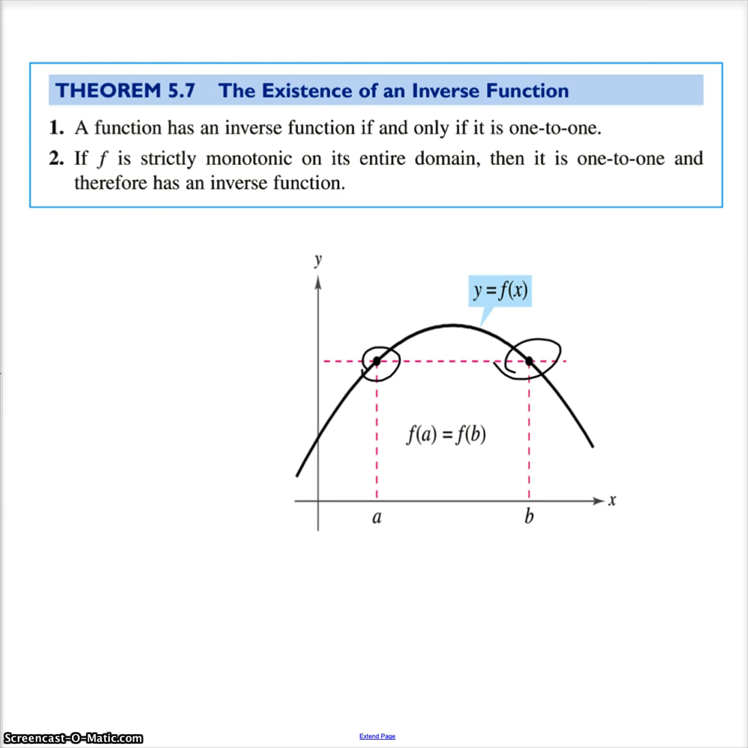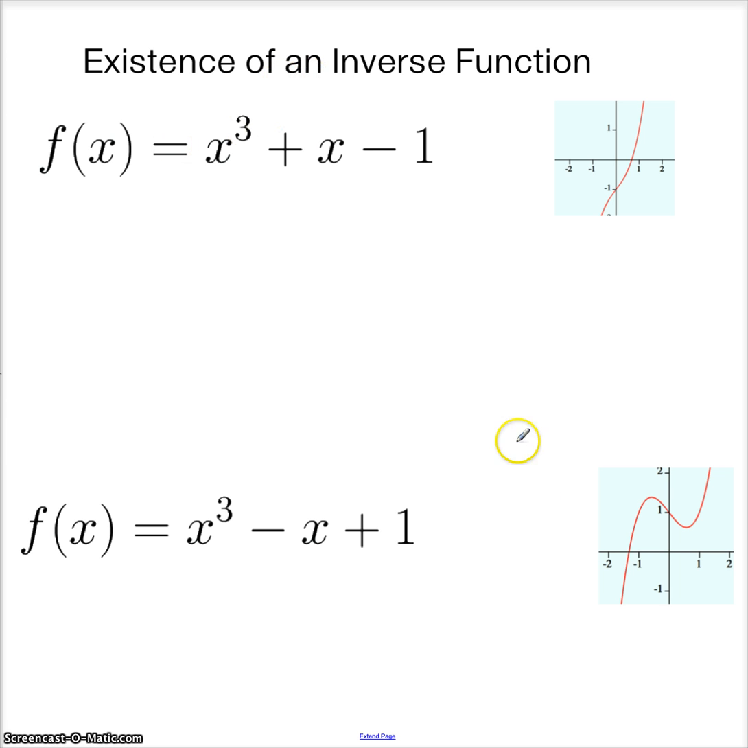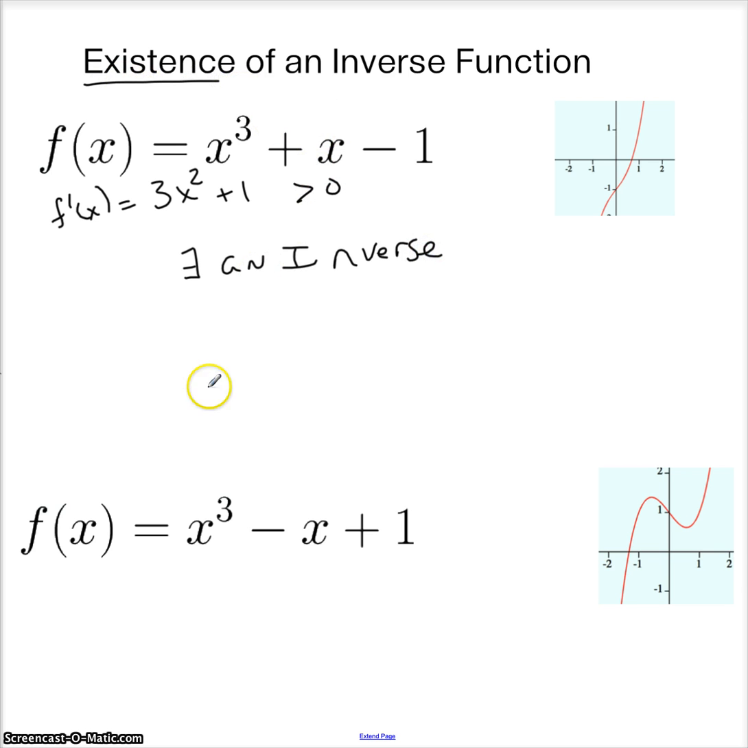All right, let's look at these two functions. Does an inverse exist? Well, let's see if they're monotonic. The easiest way is to take the first derivative. So this is 3x squared plus 1. Now this is always positive, so this is monotonic. So yes, there does exist an inverse. Now I'm just looking for the existence, I'm not trying to find it.